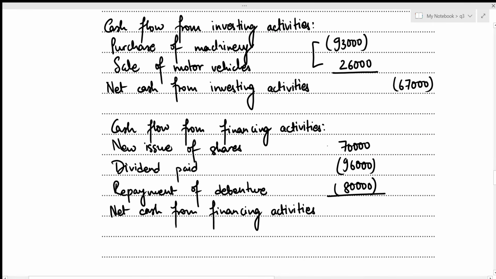This is just going to be the sum of these three items. So that's 70,000 minus 96,000 minus 80,000, which results in the negative balance of 106,000. Okay, this concludes all three sections.